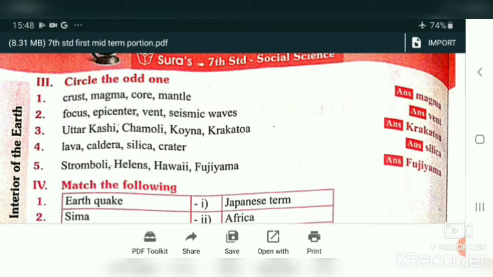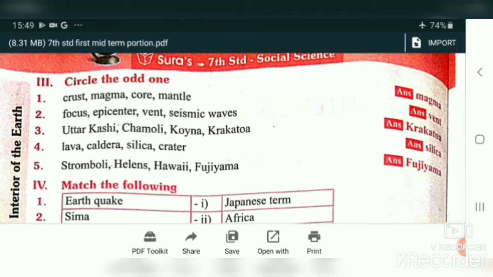Circle the odd one. Crust, magma, core, mantle. Here magma is the odd one. The other 3 are layers of the earth. Crust, core, mantle are the layers of the earth. Magma is molten rock. So magma is the odd one. Focus, epicenter, vent, seismic waves. Here vent is the odd one. The focus, epicenter and seismic waves are related to earthquakes. Vent is related to volcanoes.